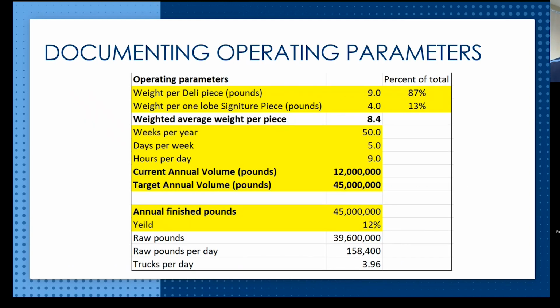When we get into this analysis, we have to identify the parameters for the operation. We want to understand any yield implications, how many weeks per year we're working, how many days per week and hours per day, and the annual volume and the target volume. We can take all of that as a basis for how we want to improve the operation. There are some improvements we can make right here. Instead of 9 hours a day, maybe we go to 2 shifts, things of that nature. But this is the basis for the evaluation.